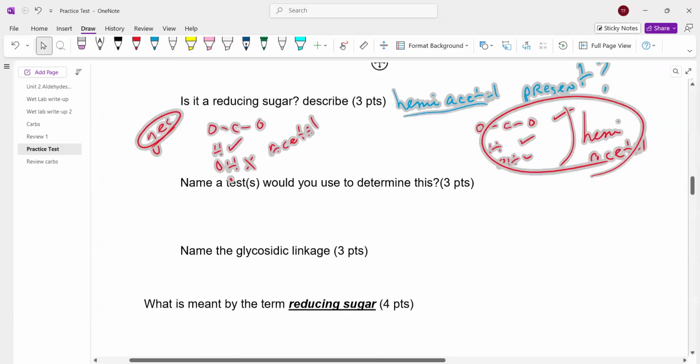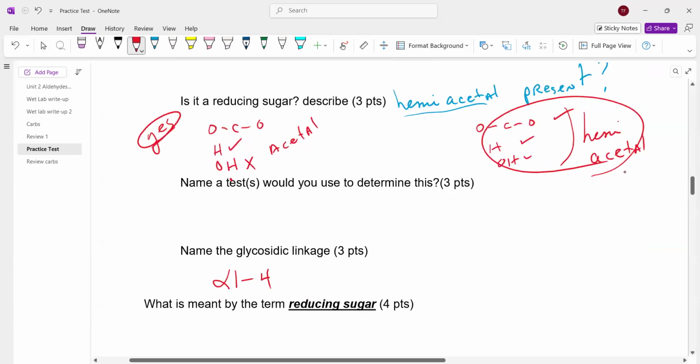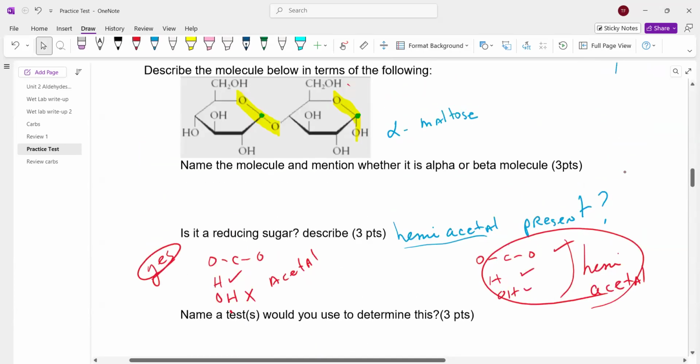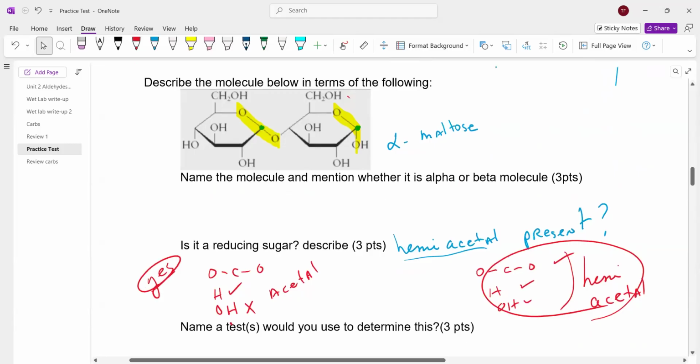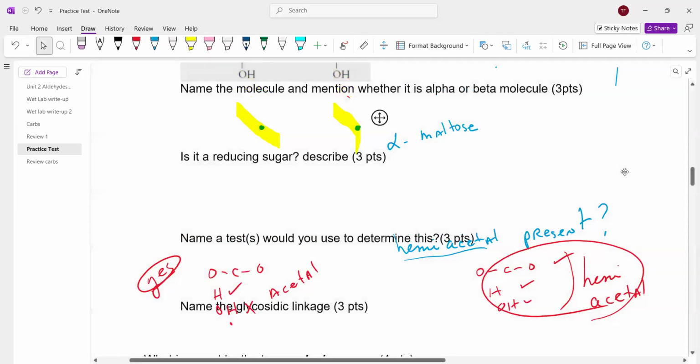The linkage is going to be an alpha 1,4. Alpha, because the O is going down, not up. And it's on carbon number 1 attaching to carbon number 4. Alpha 1,4. All right.